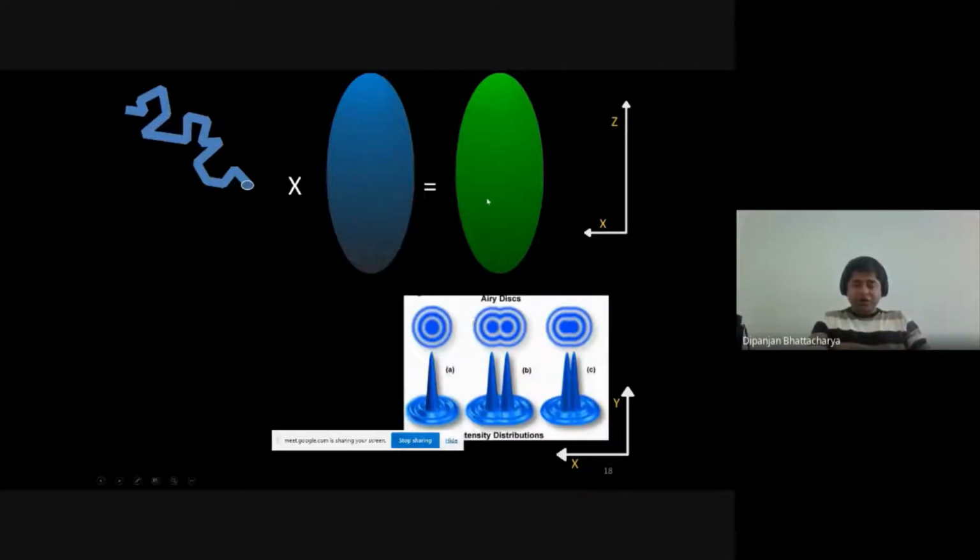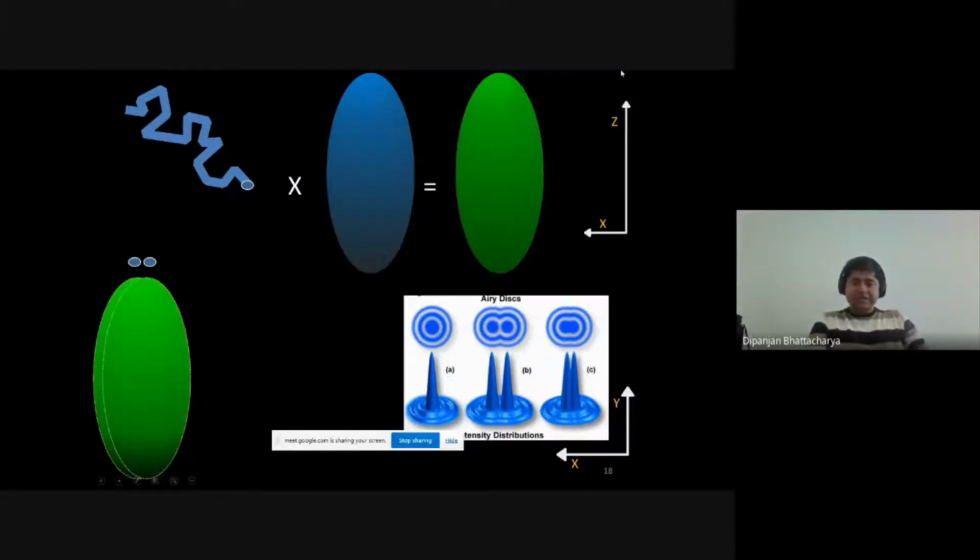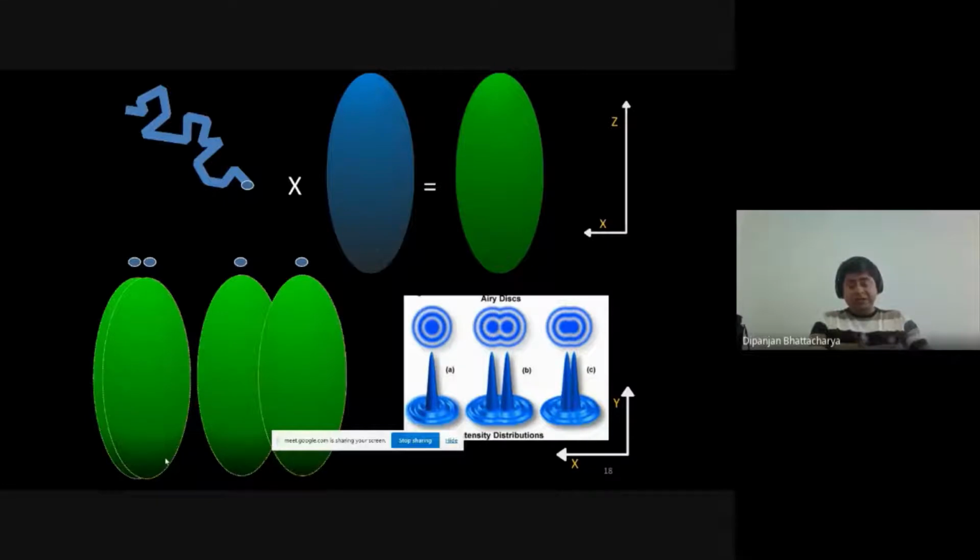Now, if two molecules are very close, you will see it like this. You won't be able to differentiate the signal of this green and that green. You will see a combined blob. But the moment the molecules get a little farther apart, you can start to see the two molecules separately because there is a dip in the middle. So that is the main idea of resolution, and the same thing applies in the Z direction as well.